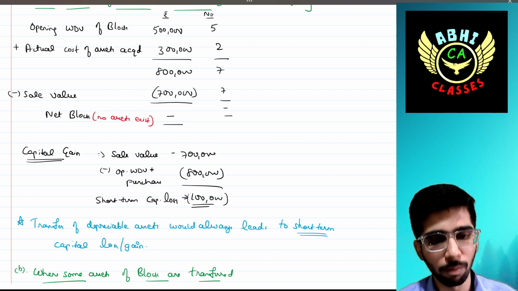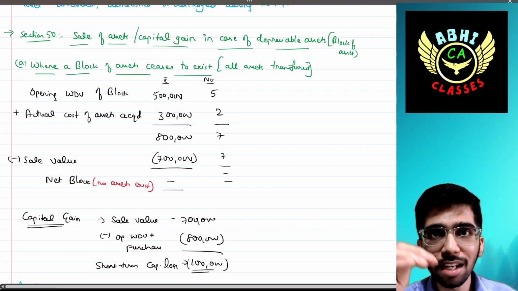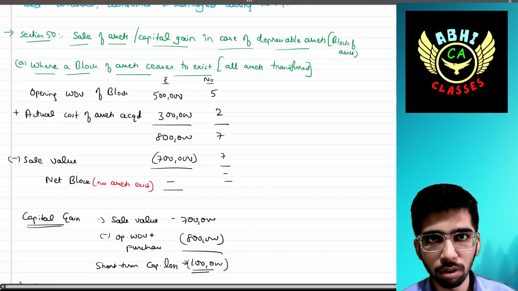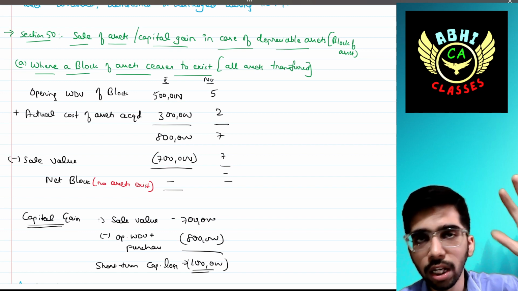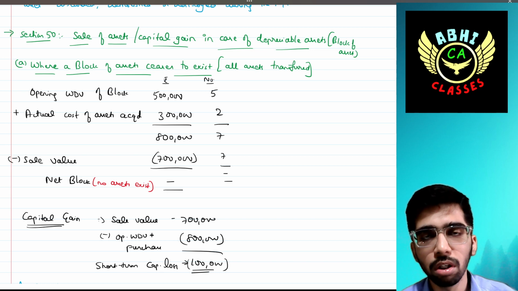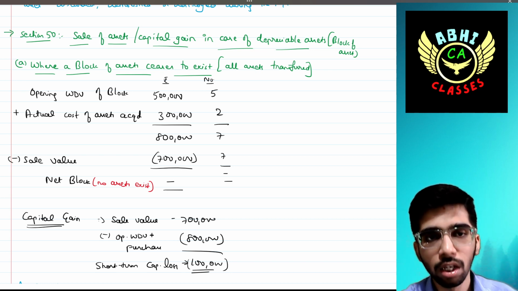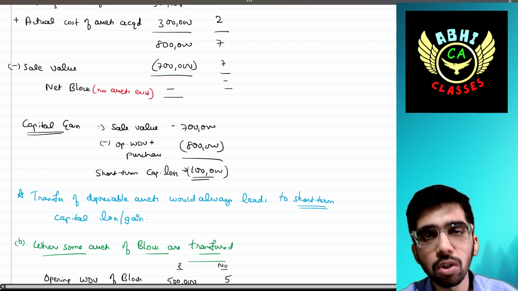There's 1 lakh rupees. I hope you have understood this. Entire 7 assets have been sold out, even though the 1 lakh is remaining, but there is no asset to count. So accordingly, a short-term capital loss would arise. In this case, the short-term capital loss would arise.